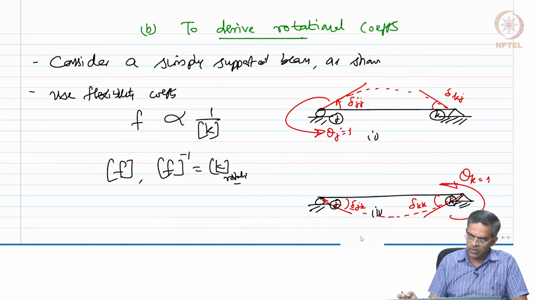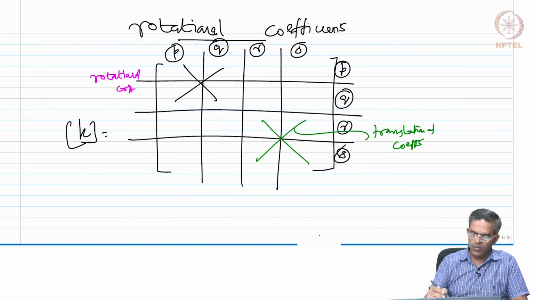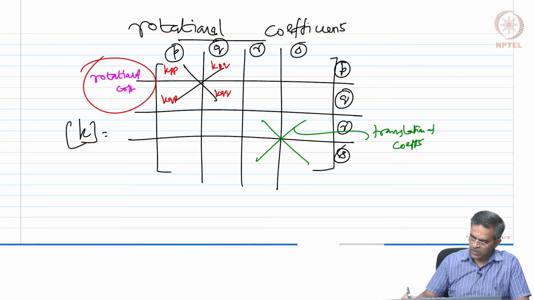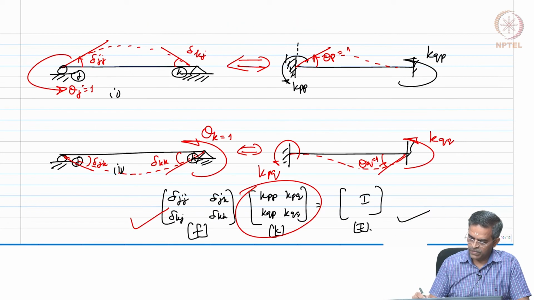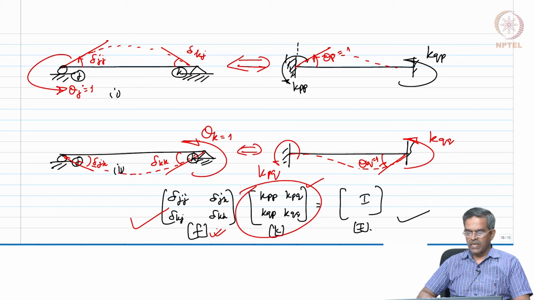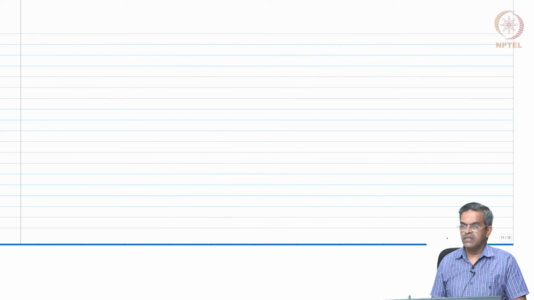If I know this, I can invert this matrix to get my rotational coefficient matrix. You see here, this is what I want. This is what I want. This is KPP, this is KPQ, this is KQP, this is KQQ. This is what I want. This is here. So, to get this, I will first find the flexibility matrix and invert it, I will get this matrix. Okay. To get that, flexibility is inverse of stiffness.